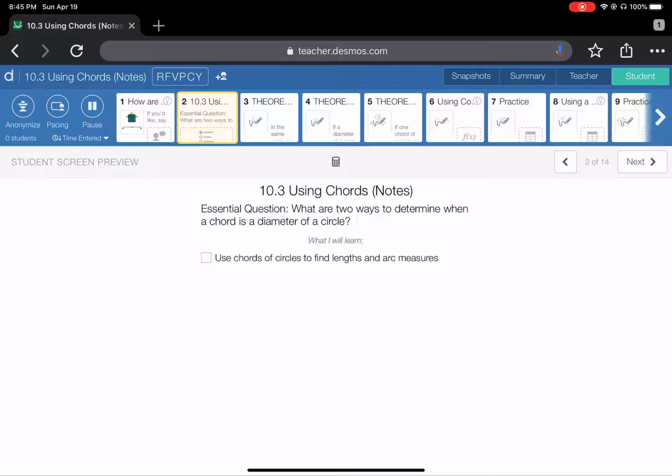Hello and welcome to Chapter 10, Section 3, Using Chords. The essential question is, what are two ways to determine when a chord is a diameter of a circle? What you will learn is how to use chords of circles to find the lengths and arc measures.